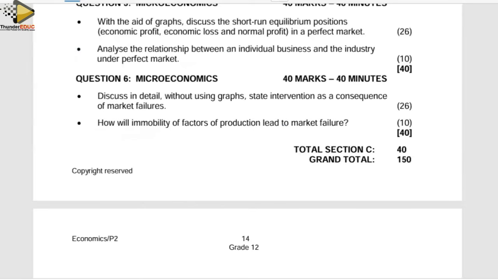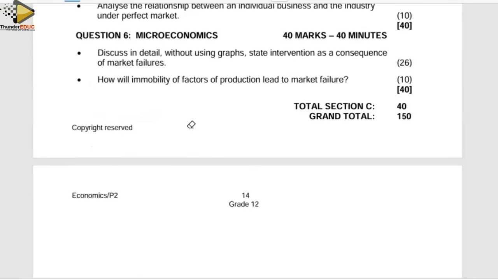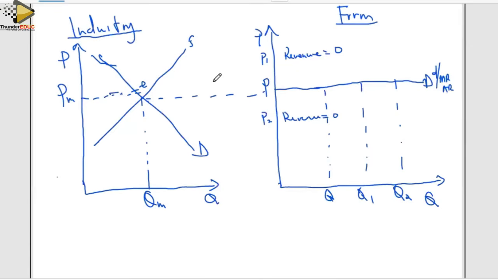Then you're supposed to find a high order conclusion to tie up your conclusion. Right. Then question number 6, it says, discuss in detail without using graphs state intervention as a consequence of market failures. How does the state intervene in the production of goods and services or in the working of the market? We're going to deal with that. Then the additional part is saying, how will immobility of factors of production lead to market failure? That's the additional part. Let us address the first part, question number 6, main part.